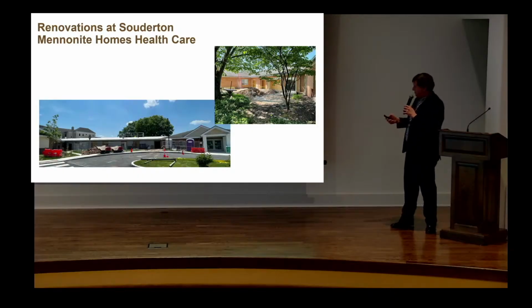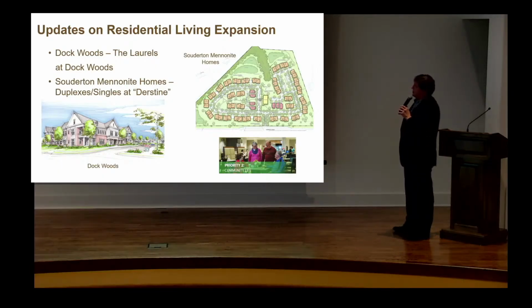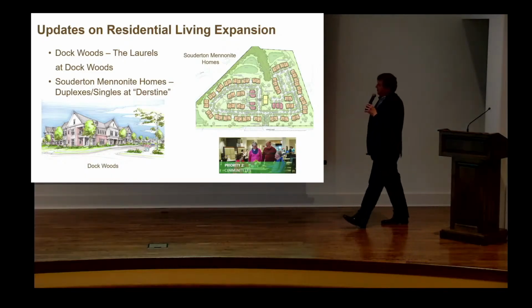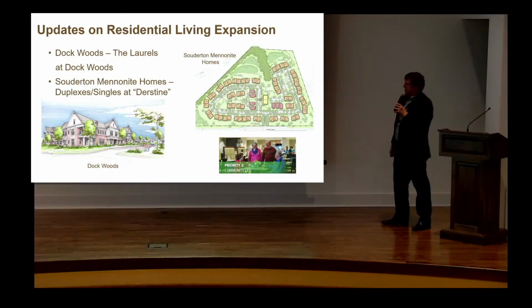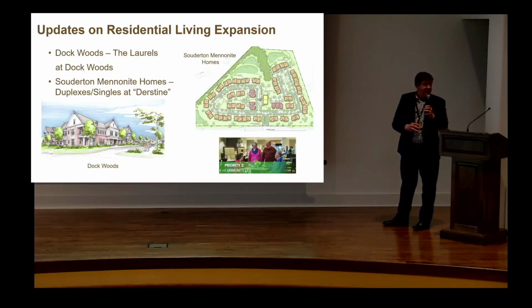And then the final slide is just an update on some of the things that we're working on in residential living. On the left-hand side is Dock Woods. We are now calling that building the Laurels at Dock Woods. That shows the 2-story part of the building. Some of it will be 3-story. We're taking down 6 units and putting up 17, so we'll have a net gain of 11 units in that particular construction. It will be part of what is now Dock Acres, the cottages on the Dock Woods campus. So that's coming, hopefully even starting this summer.